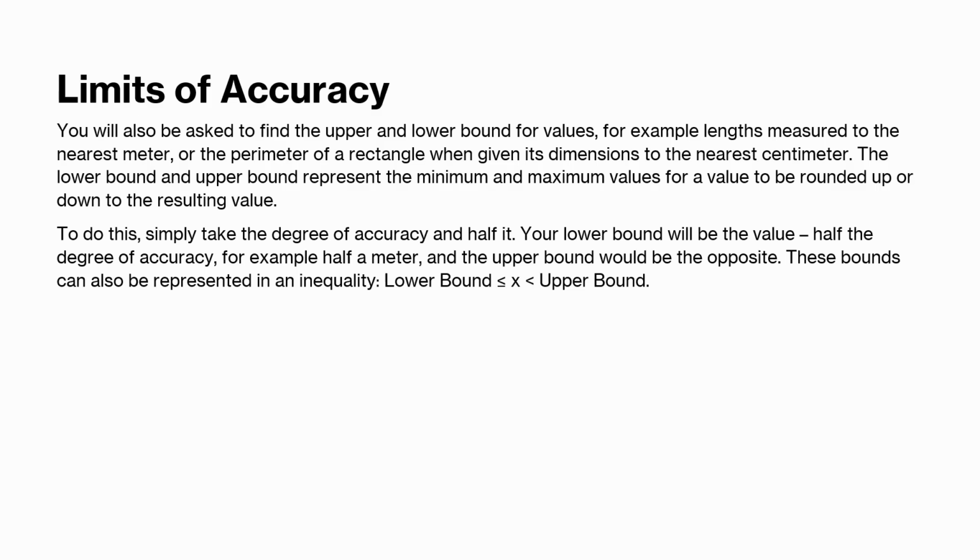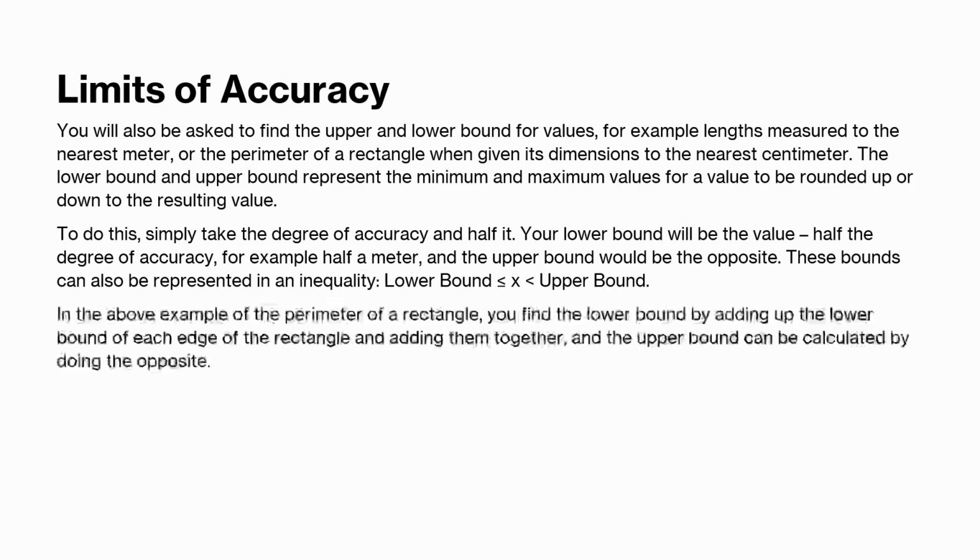These bounds can also be represented in an inequality. Lower bound is less than or equal to the value, which is less than the upper bound. In the above example of the perimeter of a rectangle, you find the lower bound by adding up the lower bound of each edge of the rectangle. You do each edge separately, you get the lower bound for each one, and then you add them. That is your overall lower bound. And the upper bound can be calculated by doing the opposite. Once again, you take the upper bound for each edge and you add them all together.